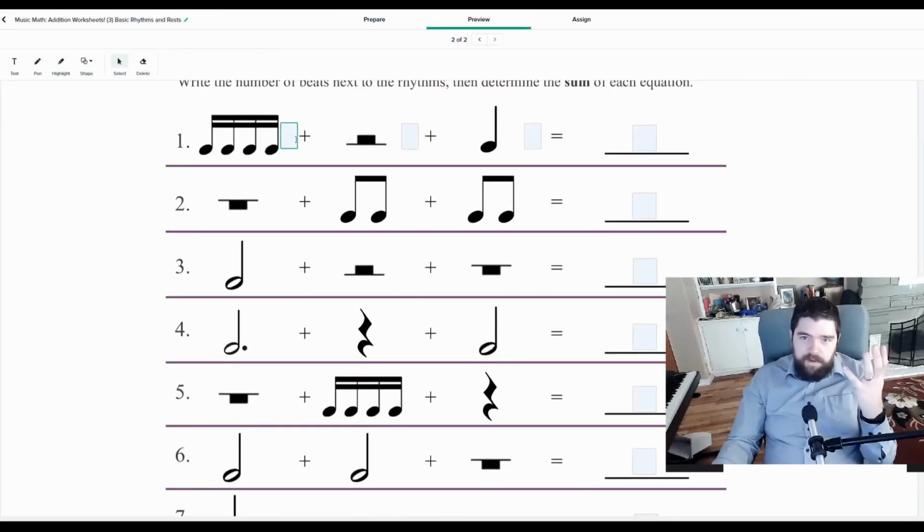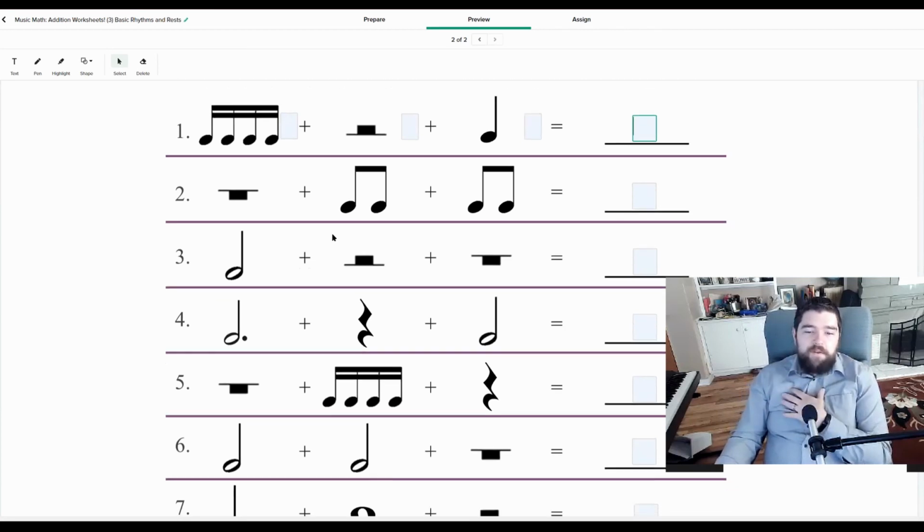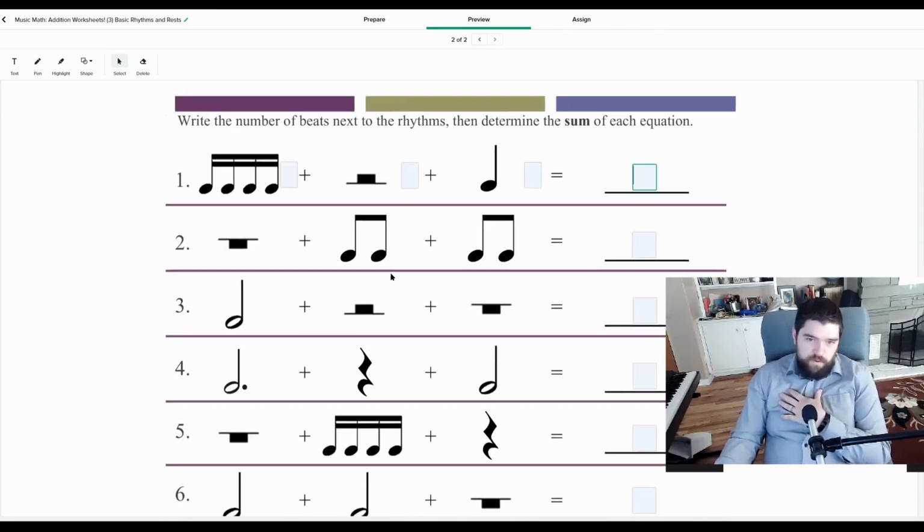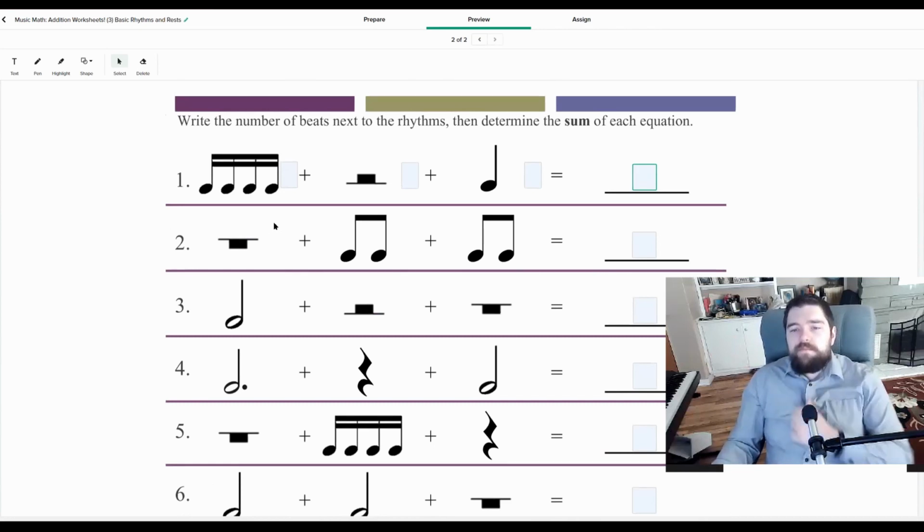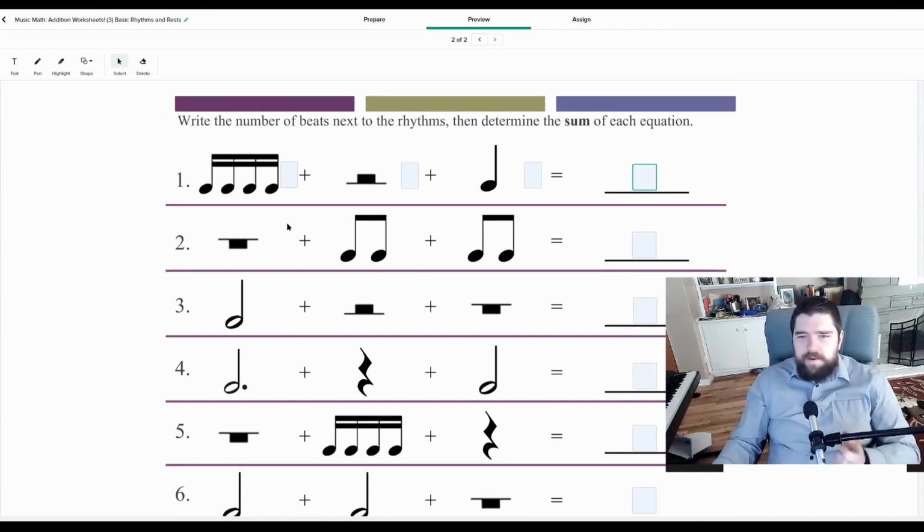So here on the second page, on number 1, you can tell me how many beats each of these gets right there, and then do the sum right there. That's great. After number 1, it's expecting you to do it all in your brain. And I'm expecting you to do it all in your head. You can use a piece of paper if you want to. But I'm expecting it kind of to be mostly there.